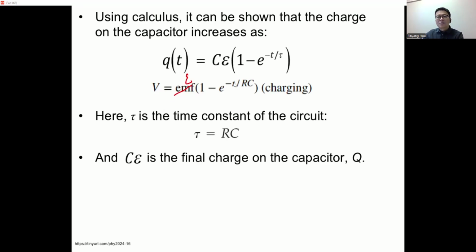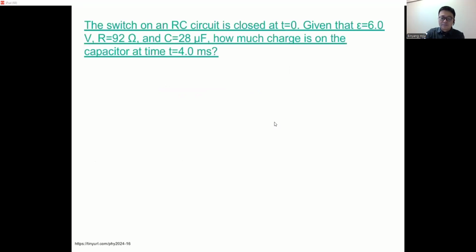All right. So for this equation over here, you can see after a long time when the capacitor is fully charged, then t will equal infinity. So exponential to the minus infinity will actually be 0. So then when the capacitor is fully charged, the charge on the capacitor should be just equal to C times epsilon. Okay, so this is the final charge on the capacitor. And then the final voltage would be just equal to epsilon. Okay, so similarly.